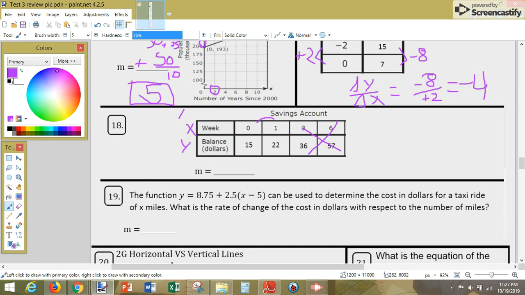So the change in x, to get from 0 to 1, we add 1. To get from 15 to 22, we add 7. That's our change in y. Now, don't get confused with the change of x and change of y. Remember, y always goes on top for the slope. Change in y over change in x is a positive 7 over a positive 1. That equals 7. So our slope is 7.